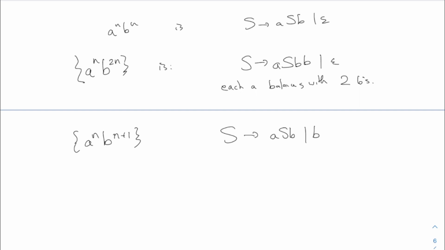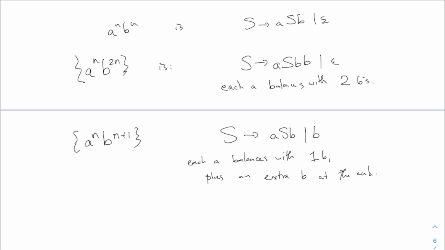I think the thought process here is that it's still the case that every A is matched with a B. It's just that in the end there's one extra B. And that's what this does, right? This extra B. When you finish, you just put in an extra B. So to describe this in words, I would say each A balances with one B, plus an extra B at the end.